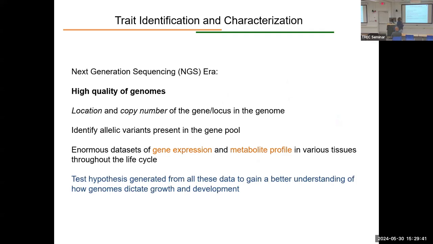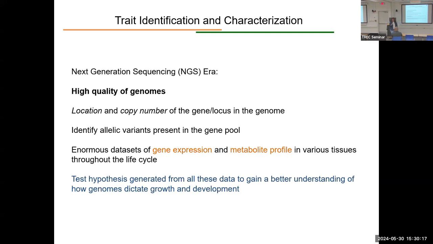The first is trait identification and characterization. To start with any gene editing work, it is very important to identify the trait which you want to work on, and that should be well characterized. How can we characterize it? For example, if I want to change the color of a flower, first I will look for the gene which is responsible for the color, for example, red color. So I will look for the genes which are responsible for the red color.